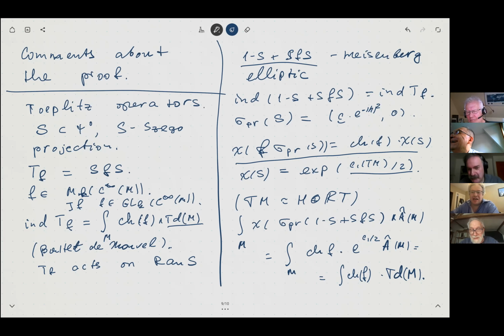Anyway, I have a comment. I think it's a question which is still open: to show that the non-commutative residue of the Heisenberg projection is 0 or not 0.